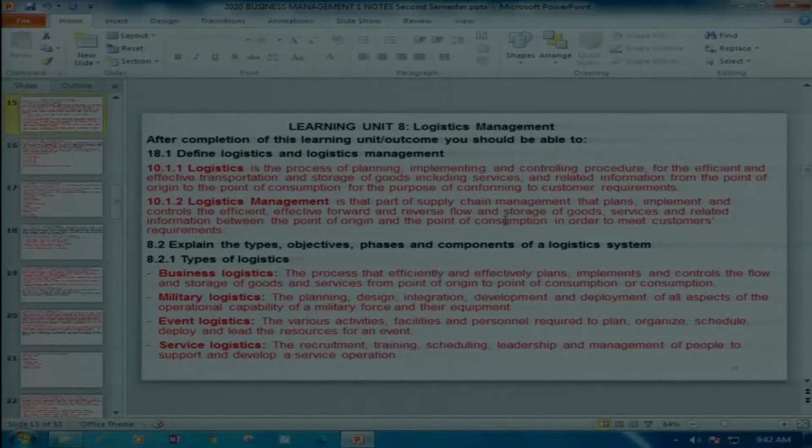Logistics is the process of planning, implementing, and controlling procedures for the efficient and effective transportation and storage of goods, including services and related information from the point of origin to the point of consumption, for the purpose of conforming to customer requirements.